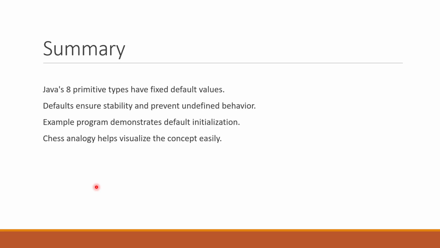So in summary, Java has 8 primitive types, each with a fixed default value. These defaults make programs safe and stable. We saw an example program and its output. And finally, we understood the concept using a chessboard analogy. That's all about default values in Java.